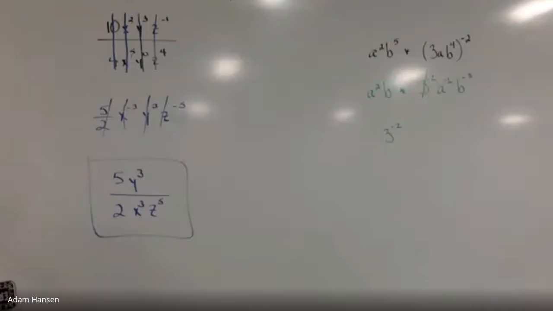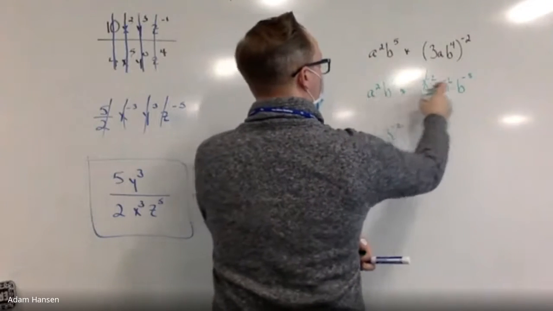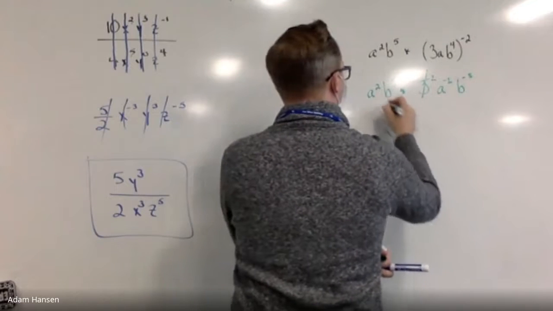A squared times a to the negative second. A to the 0. Which is just 1, so be careful, right? A to the second times a to the negative second. When you multiply exponents, add the powers. Negative 2 plus 2 is a to the 0.